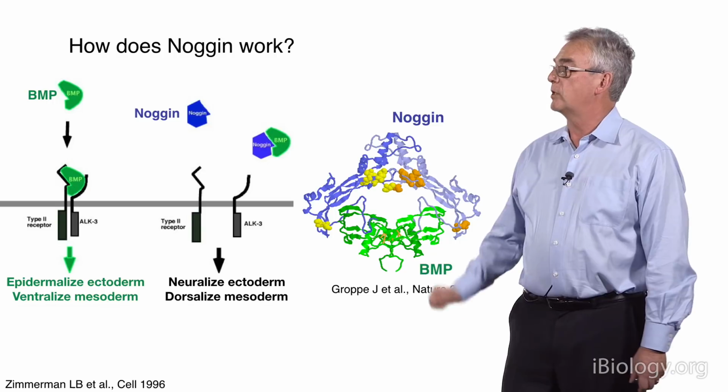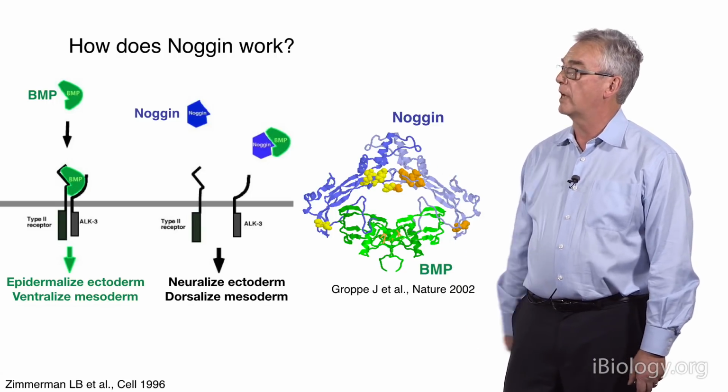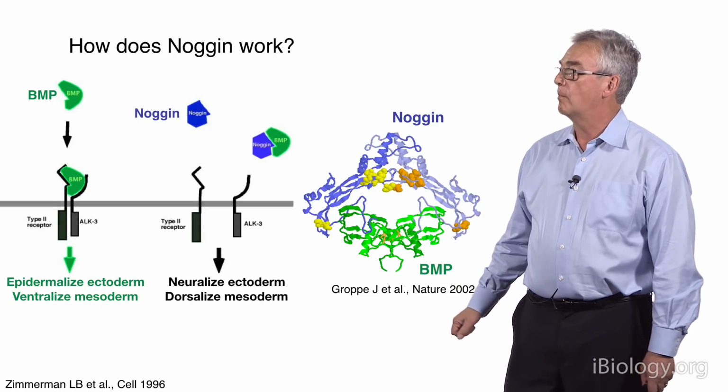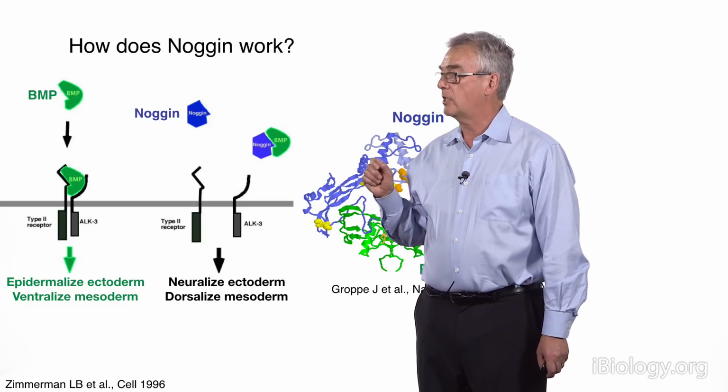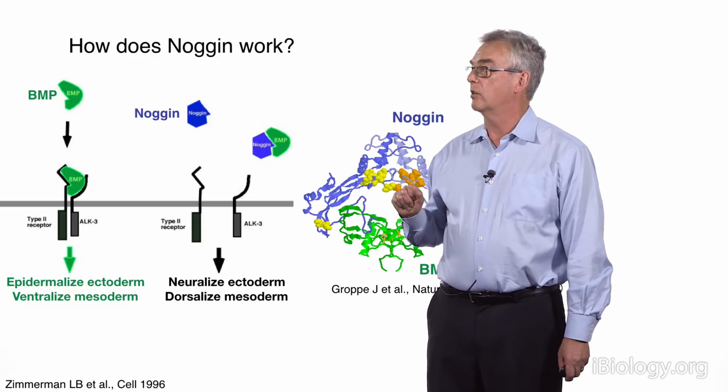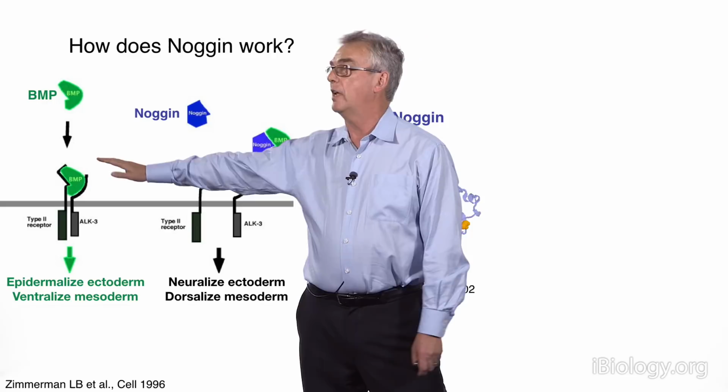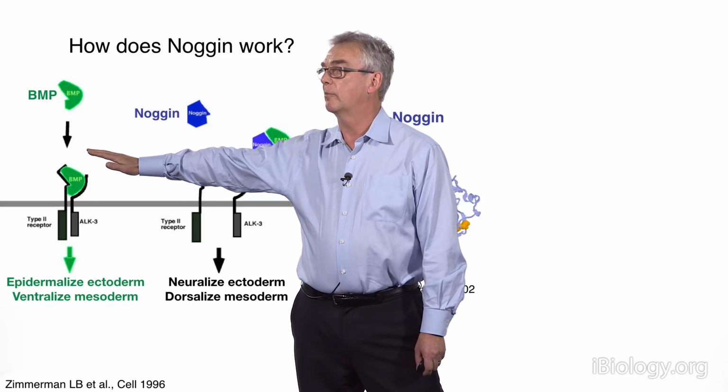And Lyle Zimmerman was able to show that because we had all of these reagents in the lab at the time. And the way that noggin actually works is not by activating any new signal transduction pathway, but rather by interfering with the BMP signaling pathway.